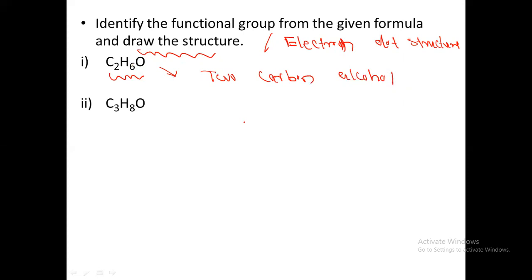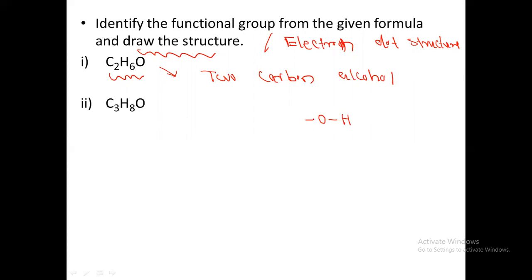Now, how to draw the structure? You can draw the functional group first. What is the functional group? OH. Because you want to draw the electron structure, just show all the bonds. So I'm just expanding. OH means, remember the connection between O and H is a single bond, because H is always in need of 1 electron, so H always forms 1 bond.